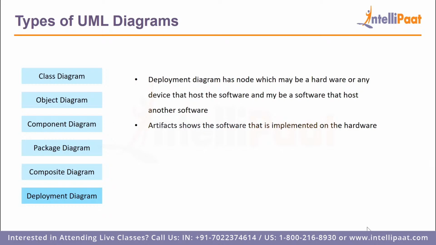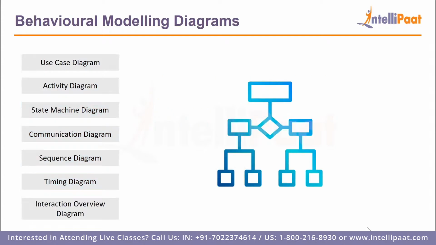So a deployment diagram has nodes, which may be hardware or any device that hosts the software, and maybe a software that hosts another software. So there are artifacts that show the software that is implemented on the hardware. So this was about the types of UML.